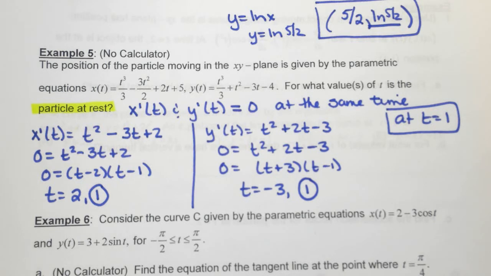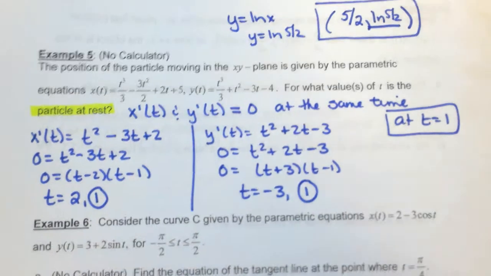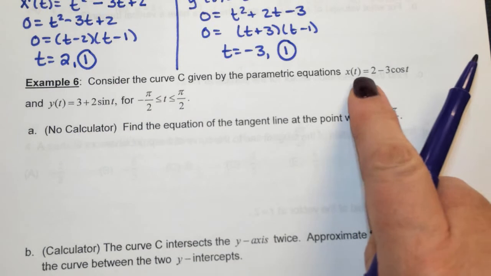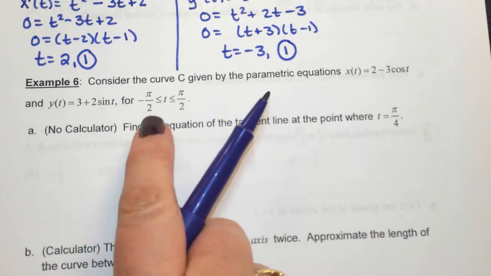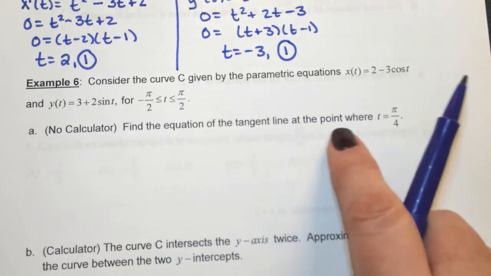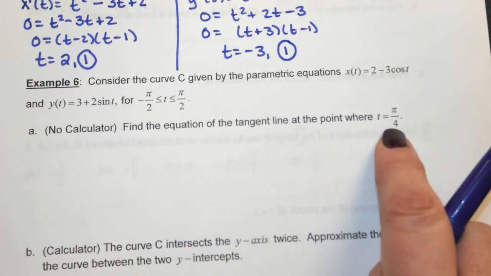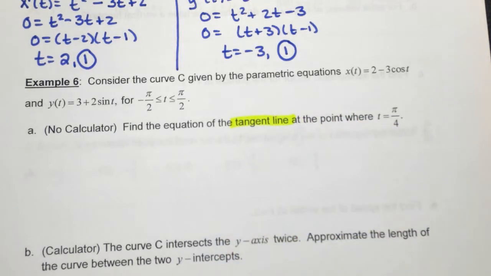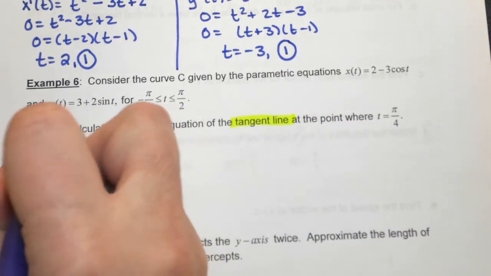All right, so this first part is a no calculator. The second part is a calculator. So again, they're giving me position. They're giving me my x of t and y of t over my time interval from negative pi over 2 to pi over 2. Find the equation of your tangent line at the point where t is equal to pi over 4. Tangent lines. What two things do you always have to know with tangent lines? Point and slope.